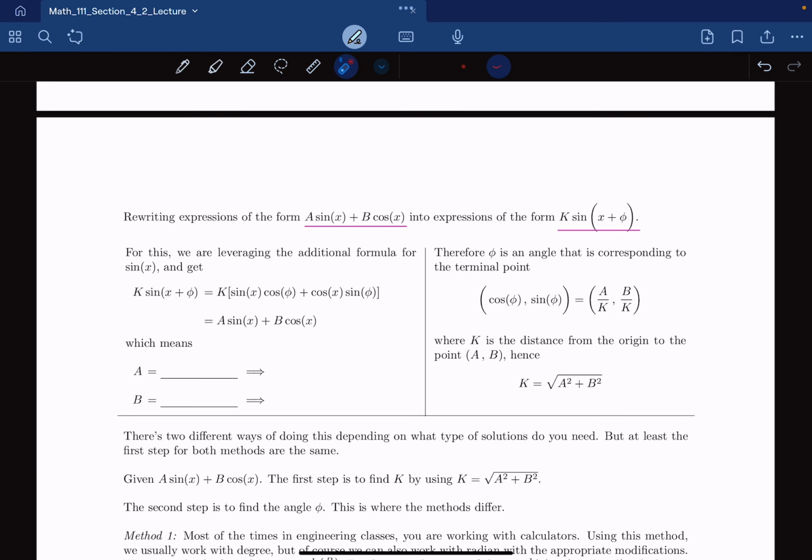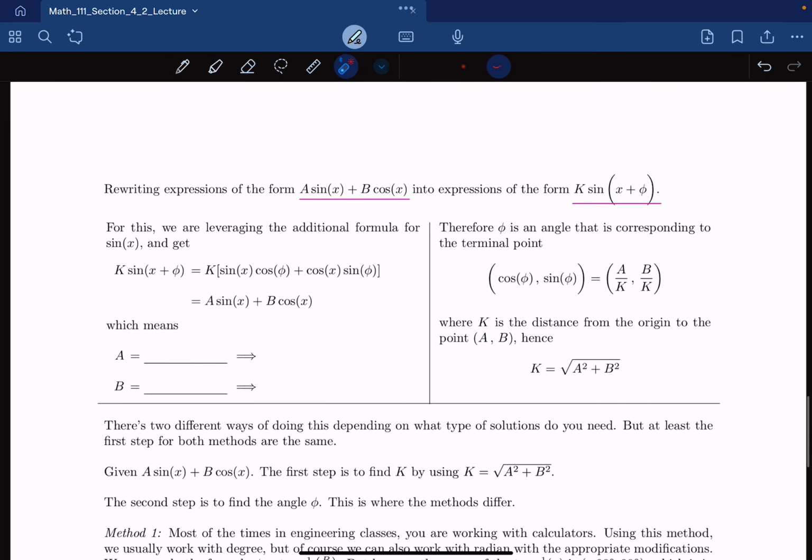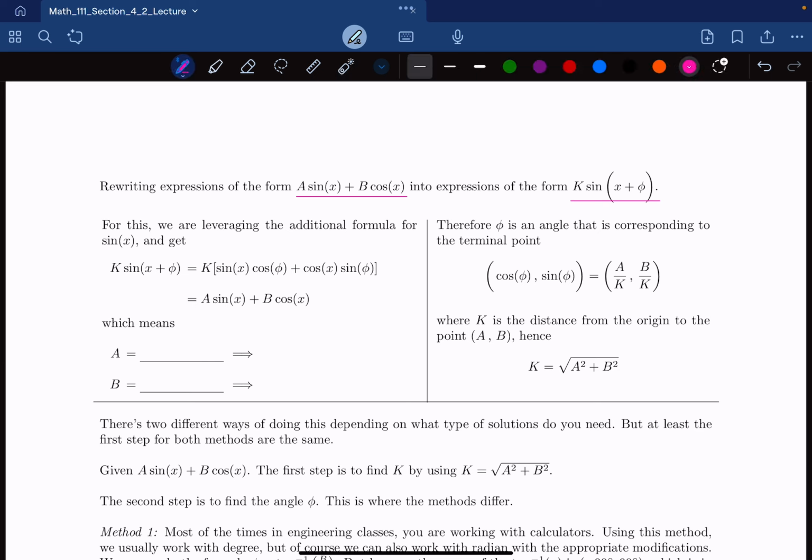So this particular problem is somewhat unique. The development of this is fairly simple, right? If I want to get from here to there, what do I need to find? Well, we start from the ending part. So starting from k sine of x plus phi, we can apply the addition formula for sine to expand that out.